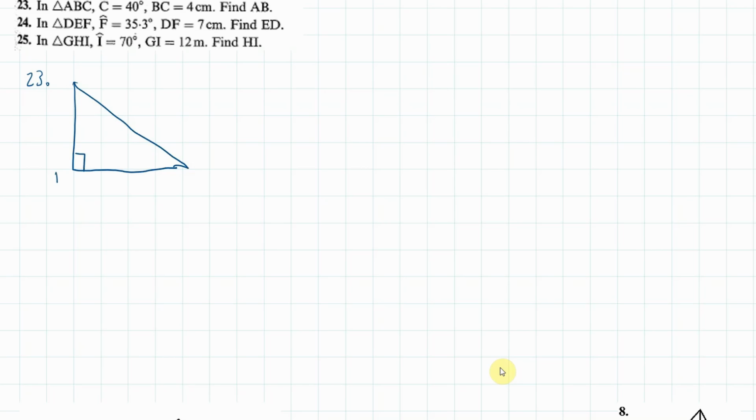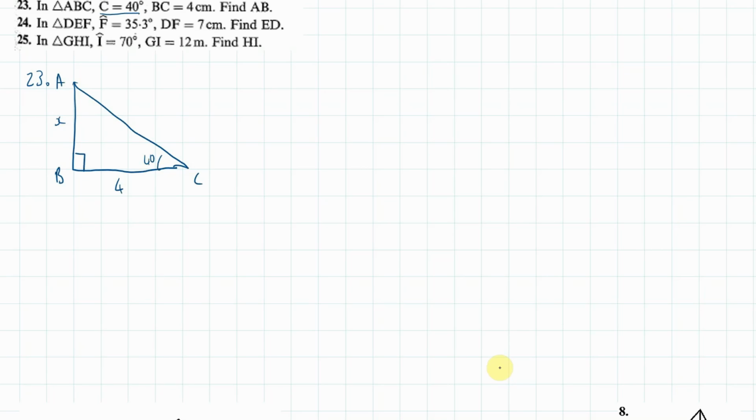There's our right angle. This is B. This is A. This is C. Now what do I know about angle C? Oh, angle C is 40, so I can chuck that in. That's 40. And then BC is 4 centimeters. Well, here's BC at the bottom here, so that must be 4. And I've got to find AB. So this is going to be my X.